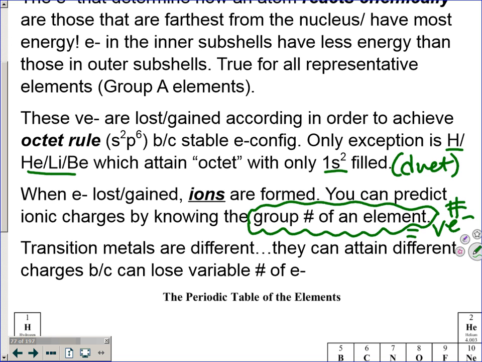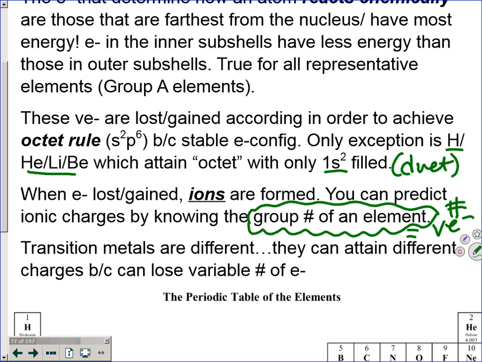Octet rule, which comes from the combination of the two electrons in the s sublevel and how many electrons in the p sublevel? 6. And this could be anything. This could be 3s2, 3p6, or 5s2, 5p6. It doesn't matter what the energy level is. It depends on the electrons that are there. And then when we lose and gain electrons, we already knew it, but what was it called?